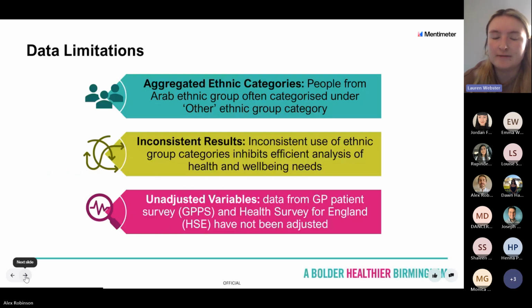So there are some data limitations. There is an issue with aggregated ethnic categories: people under Arab ethnic groups are often categorised under the other ethnic group category instead of their own. There are inconsistent results, as an inconsistent use of ethnic group categories inhibits efficient analysis of health and wellbeing needs. And data from the GP Patient Survey (GPPS) and the Health Survey for England have not been adjusted, so this leads to unadjusted variables.